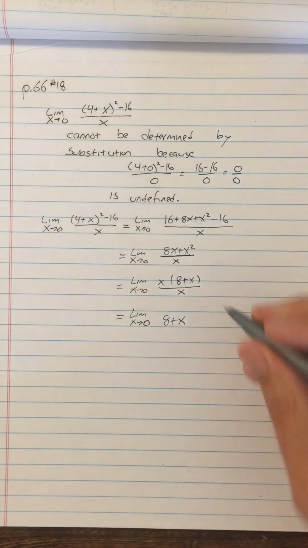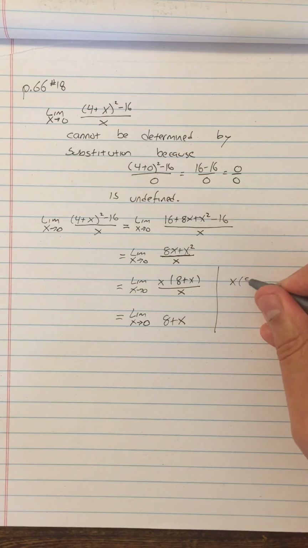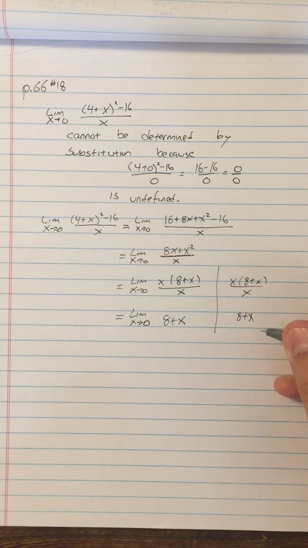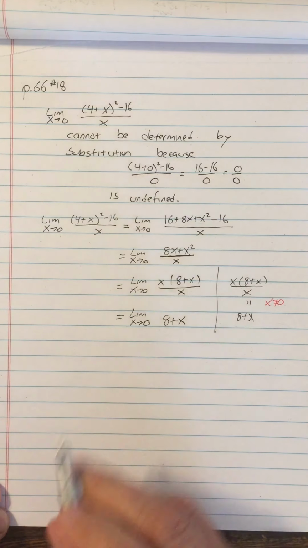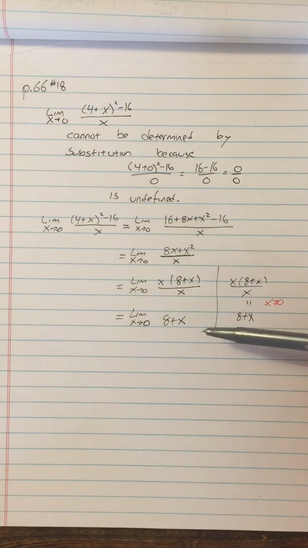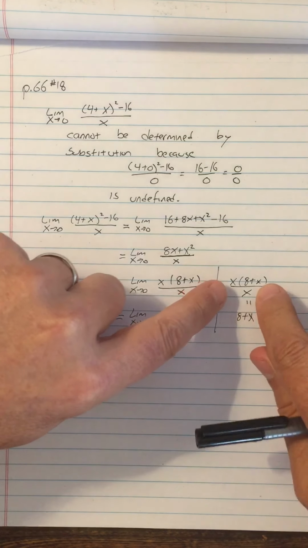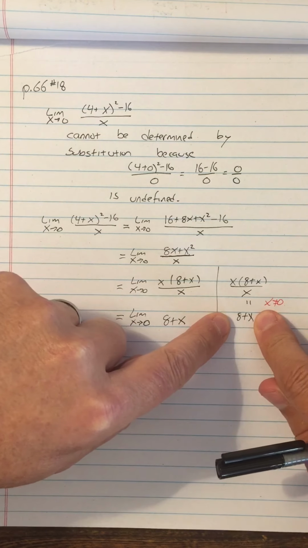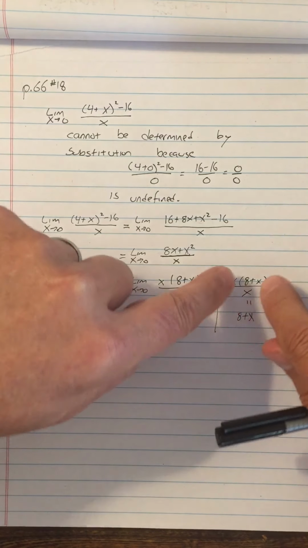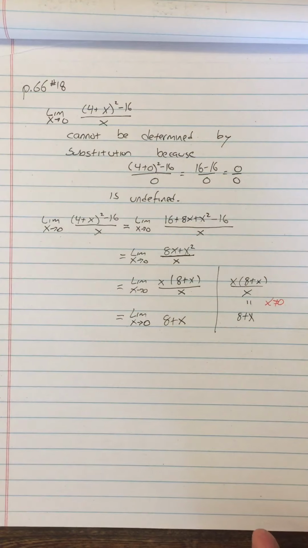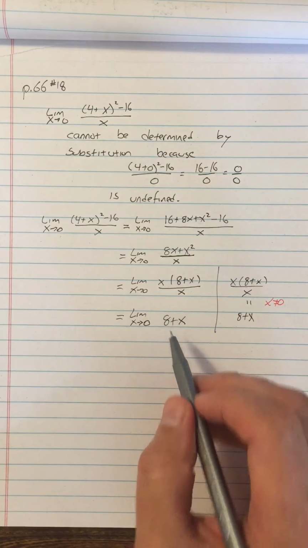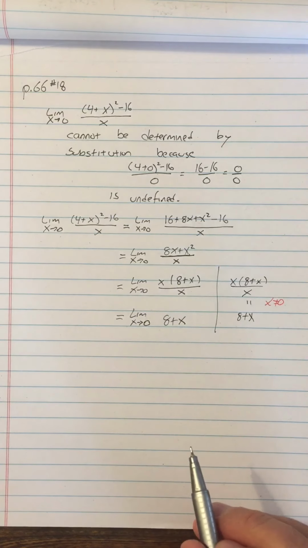So it's important to note that if I didn't have the limits and I said x times 8 plus x over x equals 8 plus x, and I didn't have the limit statements, these two expressions are equal only when x is not equal to 0. But I'm specifically interested in x equals 0, so I cannot leave those limit statements off. This limit does equal this limit, even though at x equals 0, this expression does not equal this expression, because when x equals 0, this expression is 8, this expression is undefined. They're different.